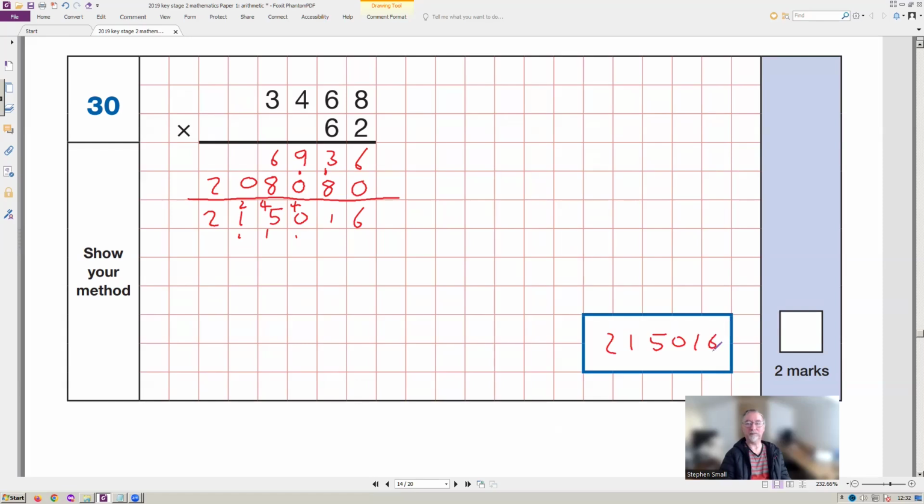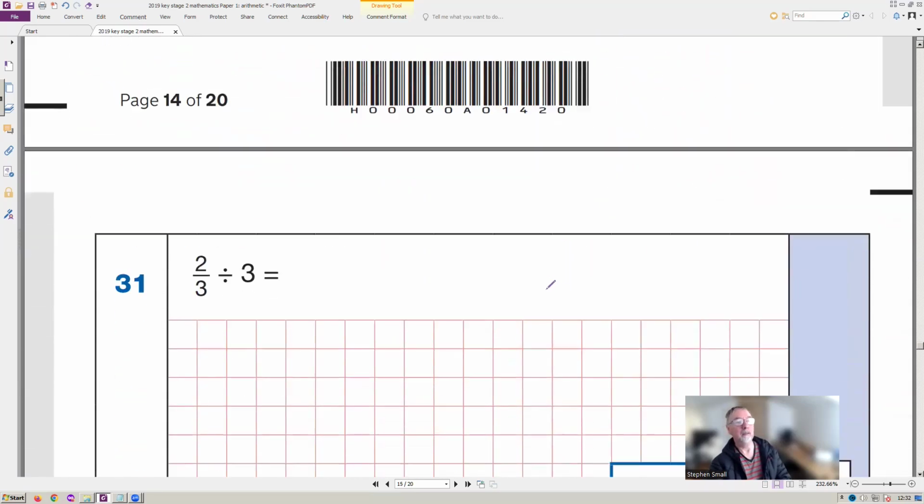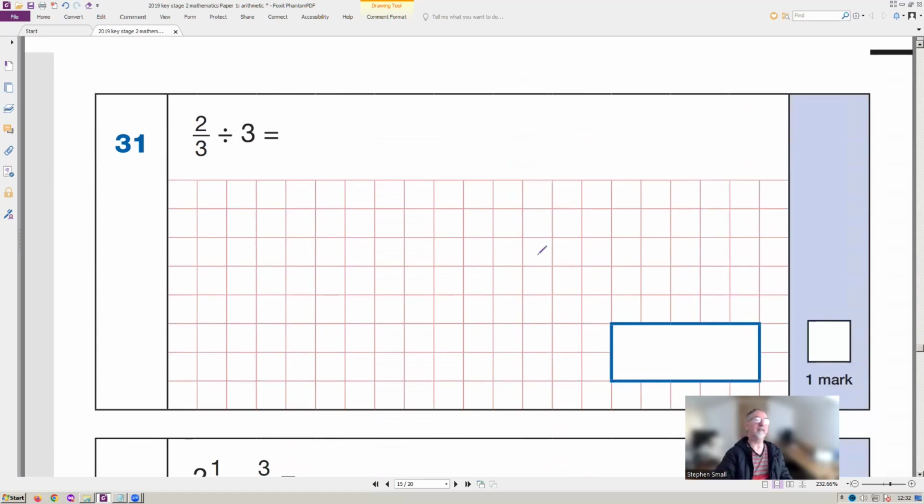2150016. But somebody check it for me because I may have made a simple error. And I don't mind if I've made a simple error. I know the technique. Right, 2/3 divided by 1/3. That sounds strange, doesn't it? The rule of that is, let's write it as a fraction. It's 2/3 divided by 1/3.